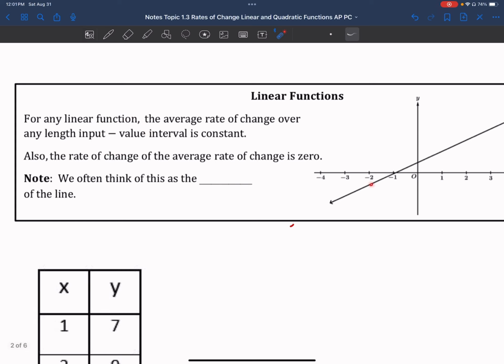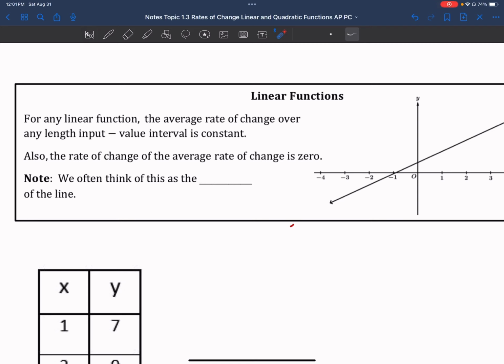So if you pick any interval in your graph, you will find that the rate of change will always be the same no matter which set of values you pick. We did that in Algebra 1, we did it in Algebra 2 when we were finding the slopes of the lines that were represented by the letter M.